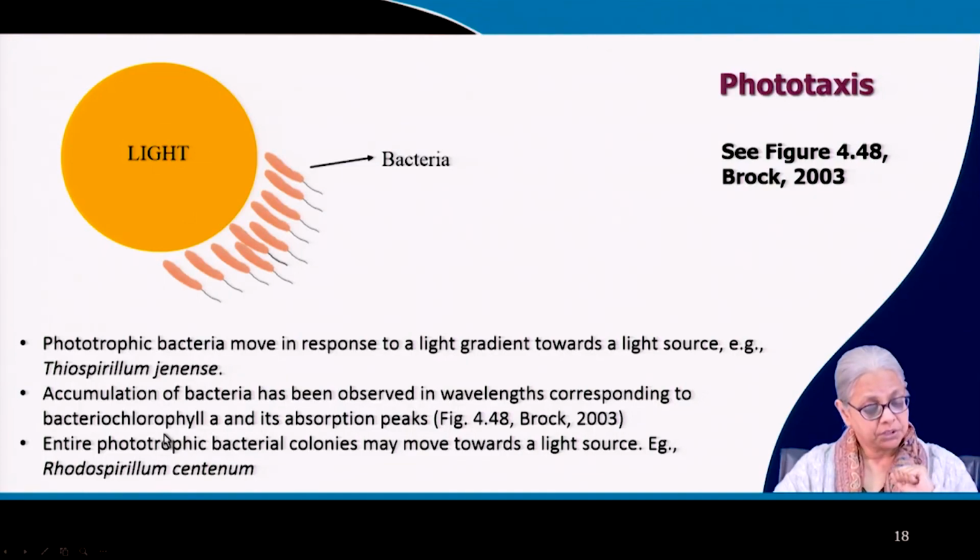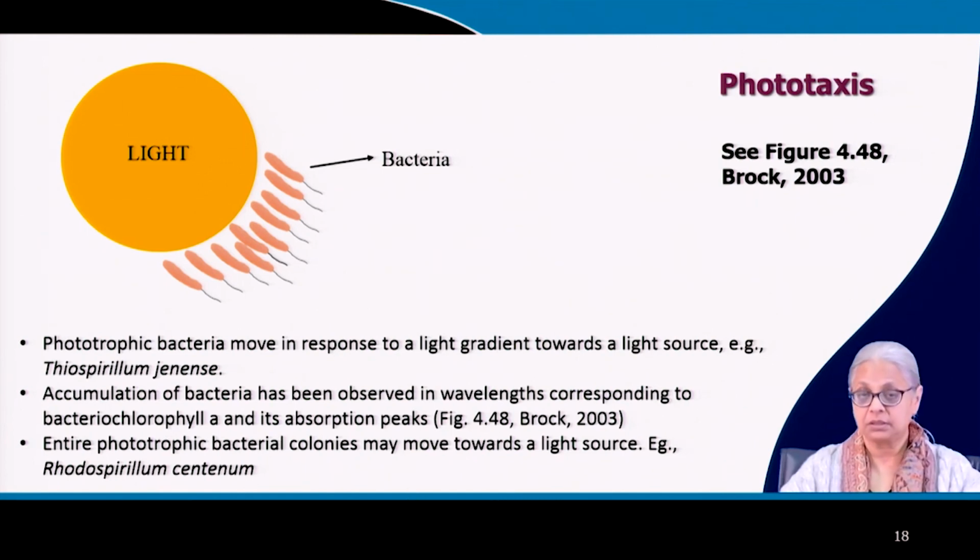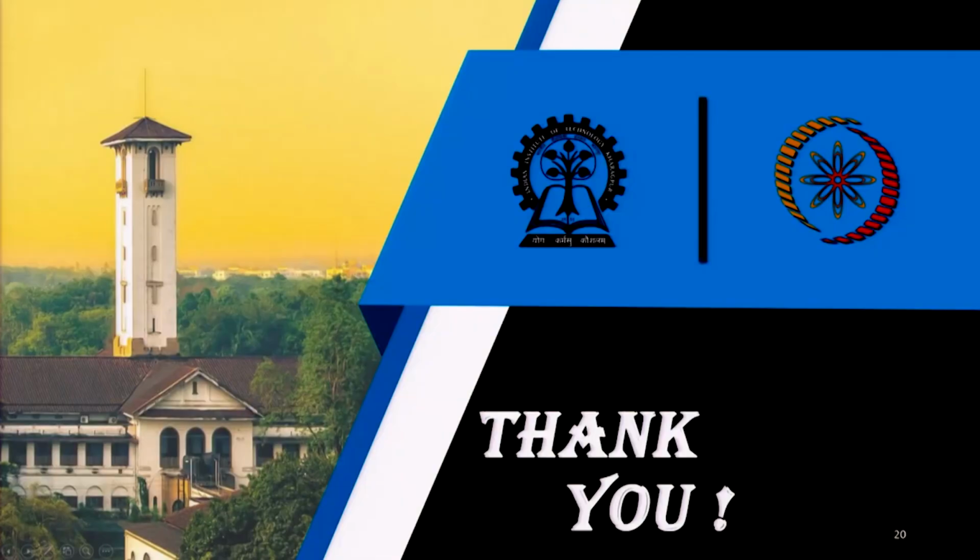And I've already mentioned this point, and then we come to phototrophic bacterial colonies moving. There are several examples of the entire colony or even single cells moving in response to a light gradient, phototaxis. I'll end this part of the lecture here.